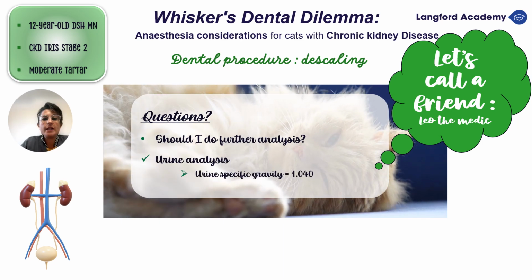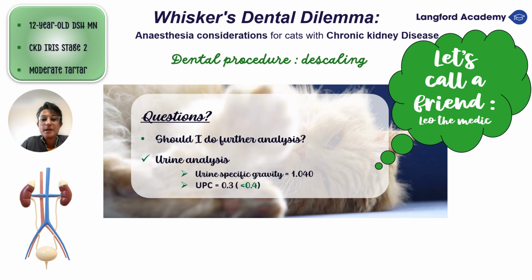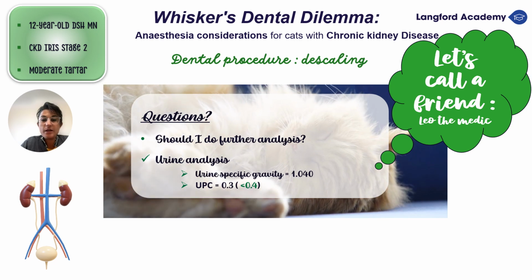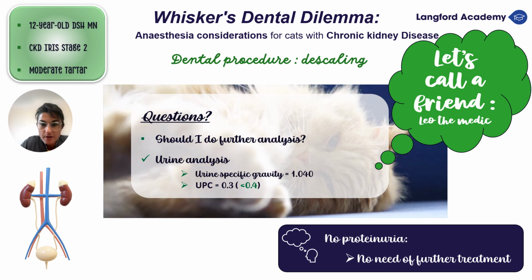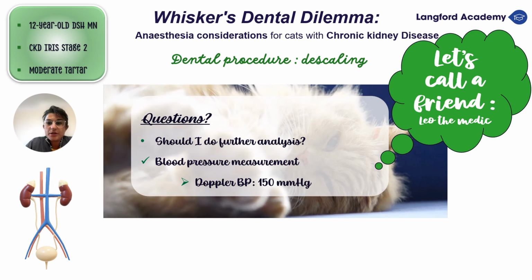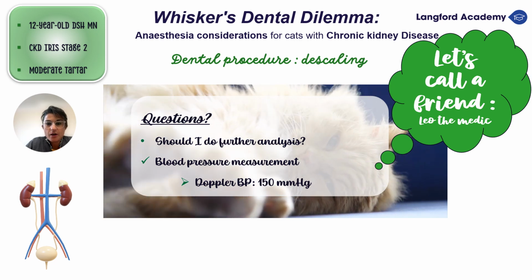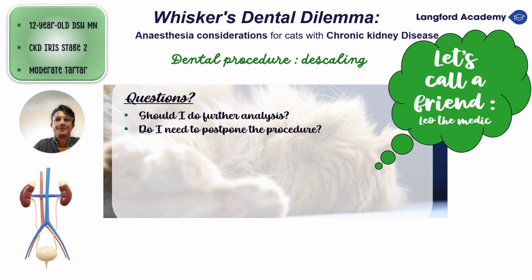In terms of urine analysis, results are normal. The UPC is underneath the value that would be worrying you. So there is no proteinuria, and there is no need for further treatment. For the blood pressure measurement, the Doppler indicates 150, which means that the patient is not hypertensive.